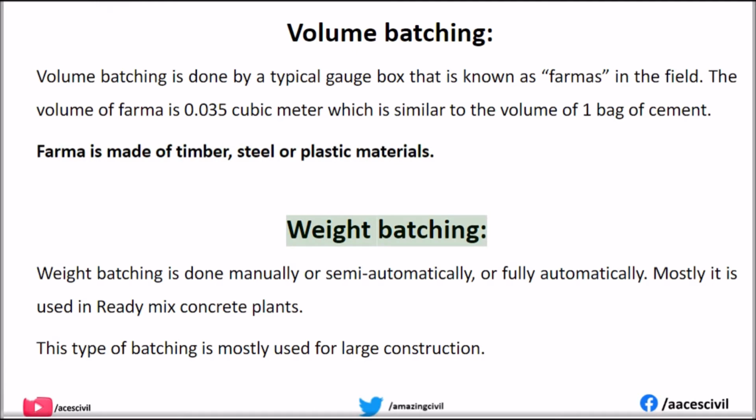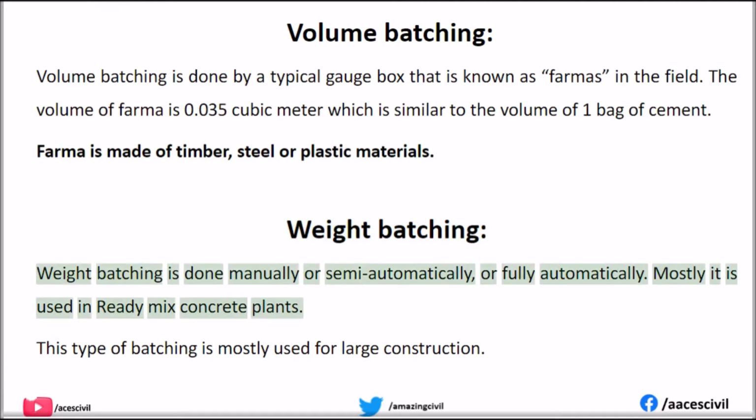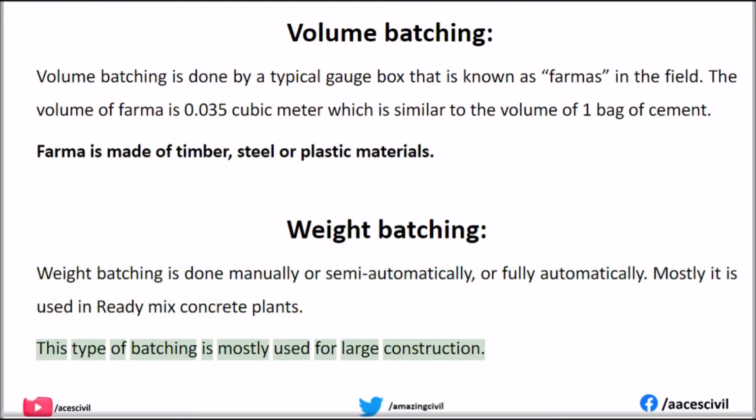Weight batching. Weight batching is done manually, semi-automatically, or fully automatically. Mostly it is used in ready-mix concrete plants. This type of batching is mostly used for large construction.